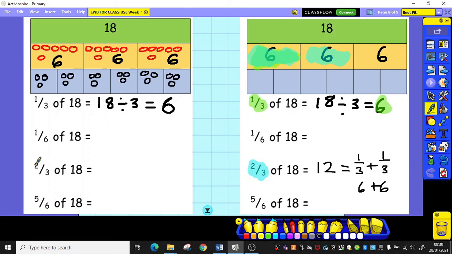If I was going to do, let's say, 1/6 of 18, then this time I can use the bar that has been cut into sixths, the bar that's been cut into 6 pieces. Again, think about 18 counters and share them out. 1, 2, 3, 4, 5, 6, 7, 8, 9, 10, 11, 12, and keep going until you've shared out 18. You're going to end up with 3 in each box, which is going to tell me that 1/6 of 18, which again is the same as 18 shared between 6, the answer is 3.